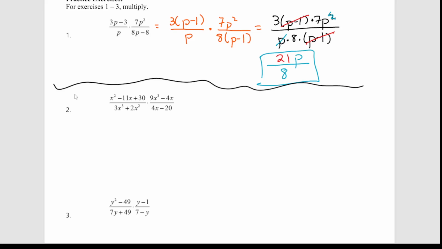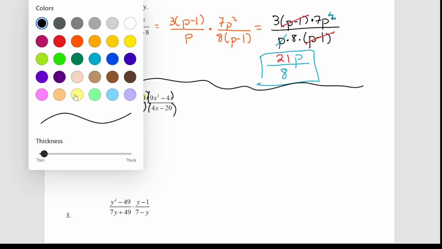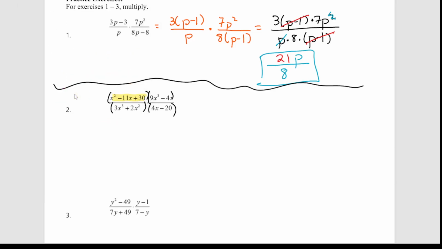So for the next one, again, we're going to want to make sure that we're doing lots of factoring from the get-go. So in particular, I'm going to focus on this very first numerator first. If I've got x squared minus 11x plus 30, what I want to multiply to is 30 and add to negative 11. And in particular, that's going to be x minus 6 times x minus 5, because negative 6 plus negative 5 makes negative 11. Negative 6 times negative 5 makes positive 30.